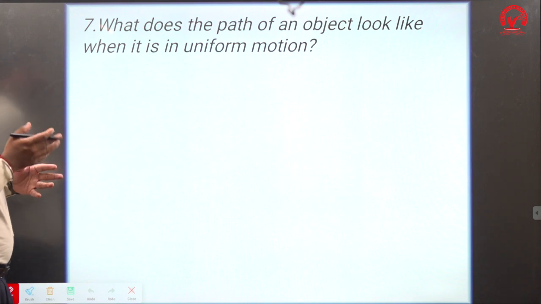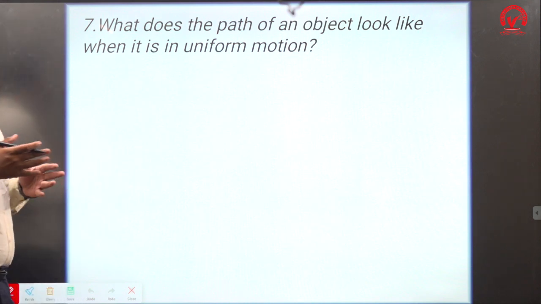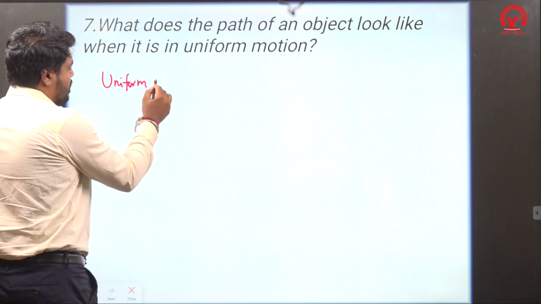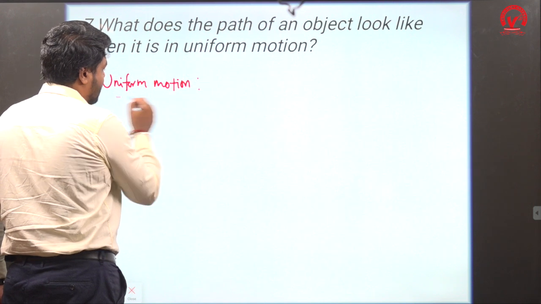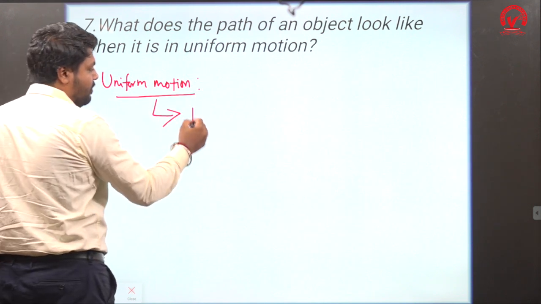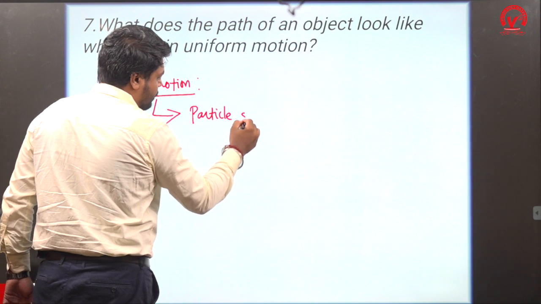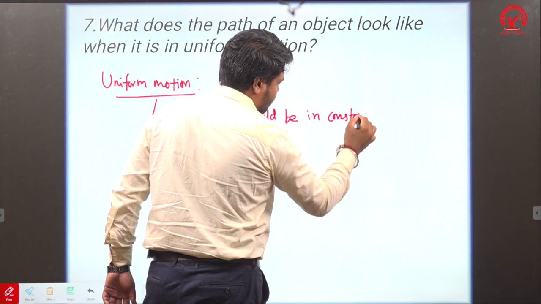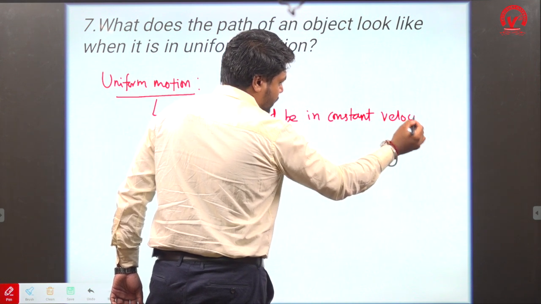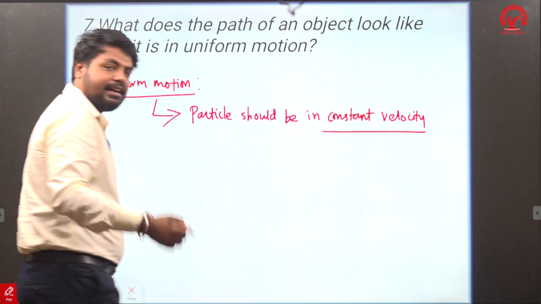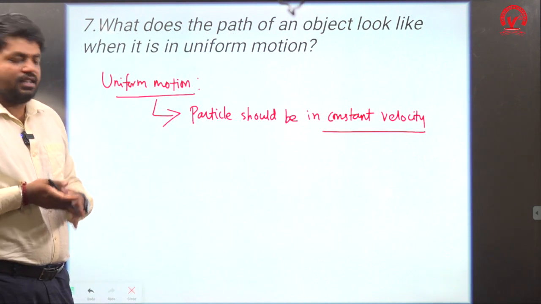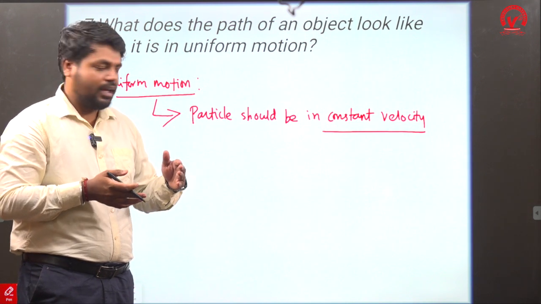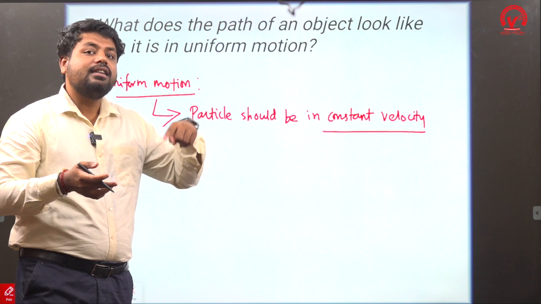So 7th question, what does the path of an object look like when it is in uniform motion? When an object is said to be in uniform motion, the particle should be in constant velocity. This is the main condition. If a particle is said to be in uniform motion, it indirectly tells you the particle is in constant velocity. What is the velocity? The rate of change of displacement is constant, not only in terms of magnitude but also in direction.